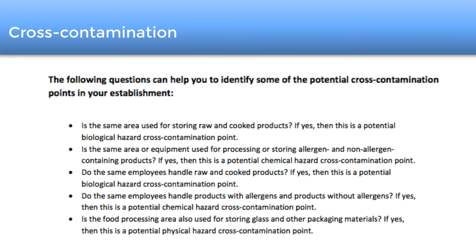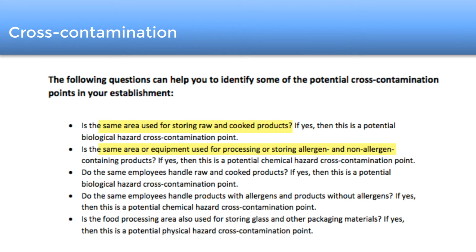The following questions can help you identify some of the potential cross-contamination points in your establishment. Is the same area used for storing raw and cooked product? If yes, then this is a potential biological hazard cross-contamination point. Is the same area or equipment used for processing or storing allergen and non-allergen containing products? If yes, then this is a potential chemical hazard cross-contamination point.